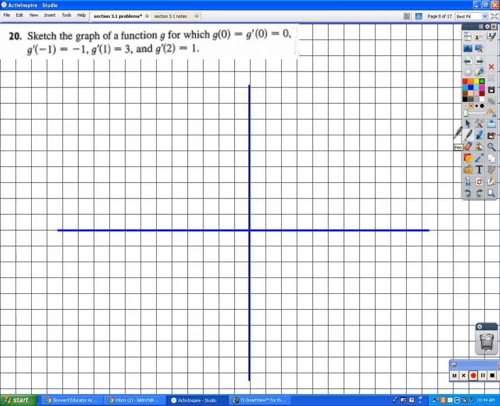All right, sketch the graph of a function g for which g of 0 equals g prime of 0 equals 0. So what does that mean? The derivative is 0. So at 0, the derivative is 0. What does that mean? What does the graph have to look like? The tangent line is parallel to the x-axis. The tangent line has no slope, okay?